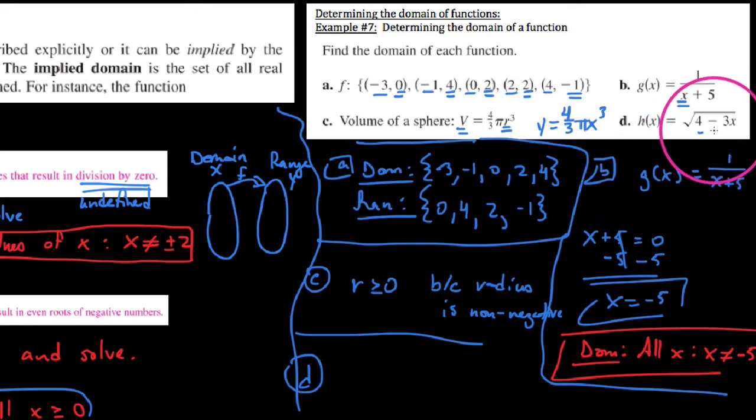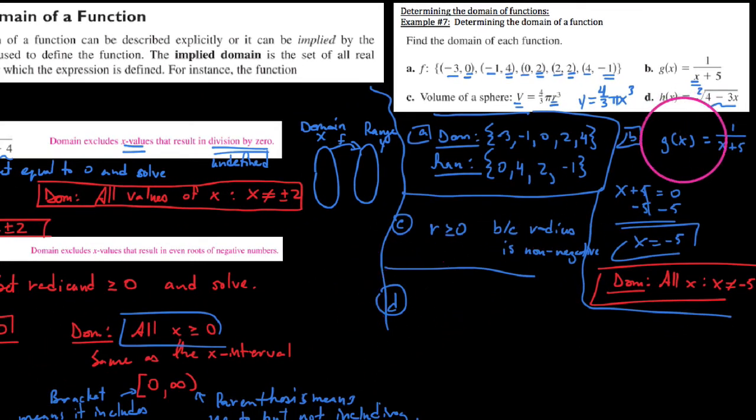Okay. And so for letter D also, let's take a look at letter D here. What we see showing up here is a radical, and not just a radical, we have an even radical. So we can't have negatives in here. So what we're going to do is set the radicand greater than or equal to 0 so that it's non-negative, and then solve for what x values satisfy this. And so let's go ahead and do this here. We say 4 minus 3x. We want this to be not negative.